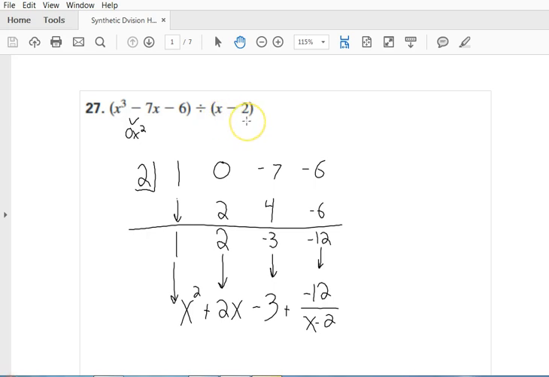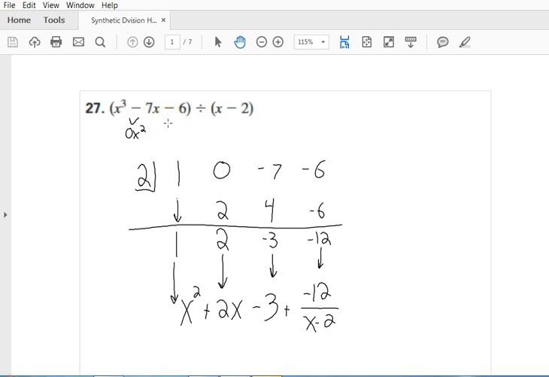Now, how do I do synthetic division? First and foremost, you see this binomial here. The opposite of whatever that number is goes into my box. So you see how it looks like a -2? A +2 will go into my box. Now, over here, I simply have coefficients of the polynomial that I am going to be dividing into.